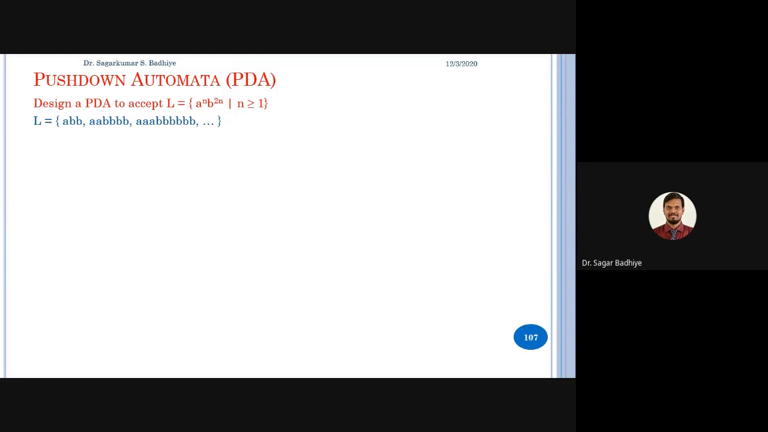To do that, we'll write rules of this form. We'll design the pushdown automata using a transition diagram, and therein write the transition rules. So there would be an initial state, and the initial configuration of a pushdown automata is always the initial state, the first input symbol and the top of the stack, that is Z0.